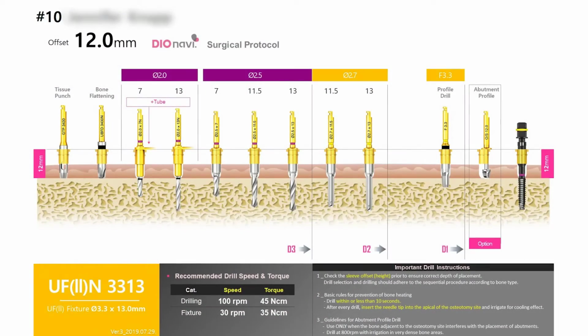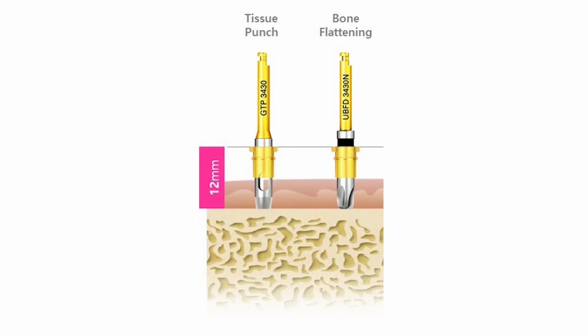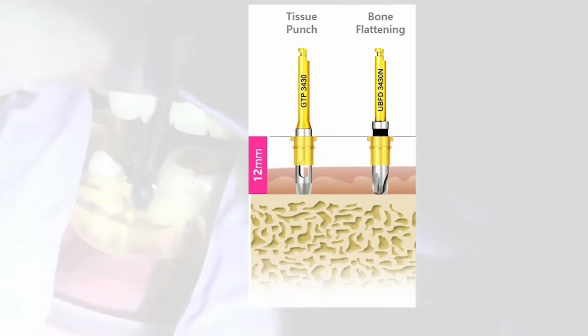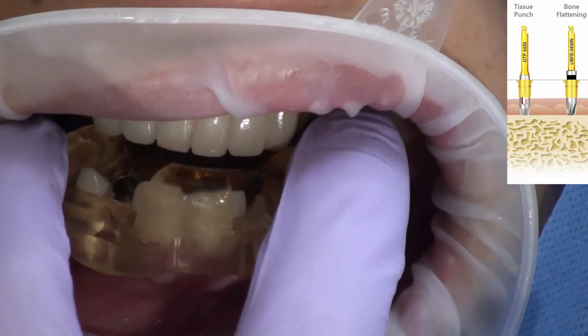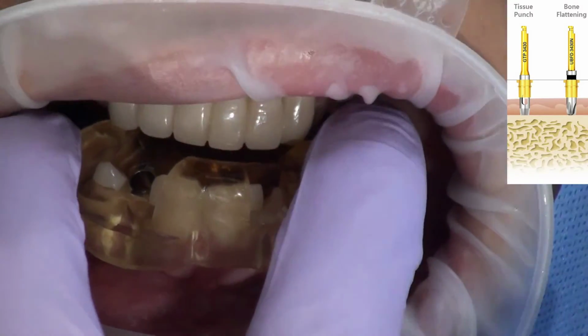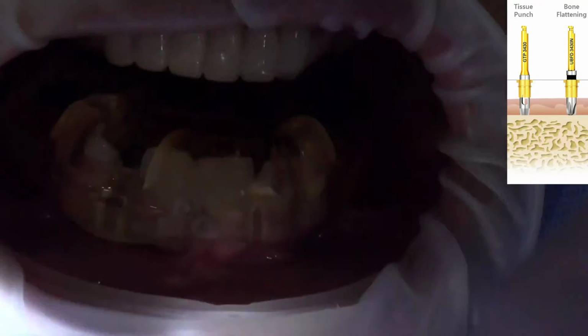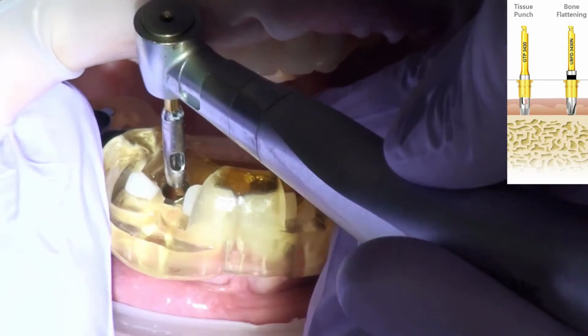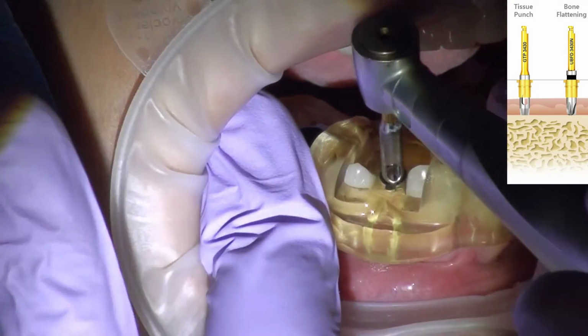Looking at our drilling protocol, we're going to start with a tissue punch and then the bone flattening drill. I'm at 100 RPMs. Yeah, it's going to be just great. No talking right now though, okay? Real big for me. Turn my way a little.